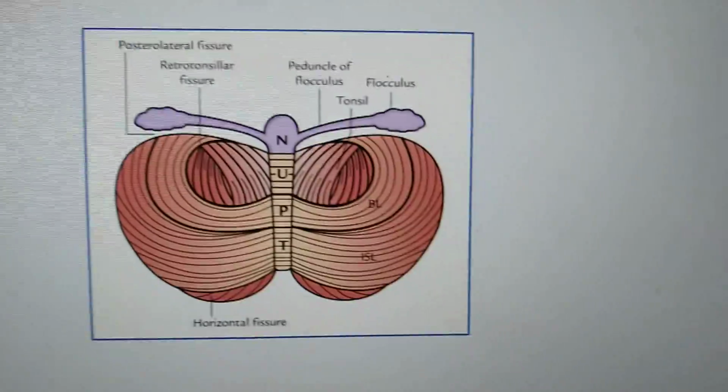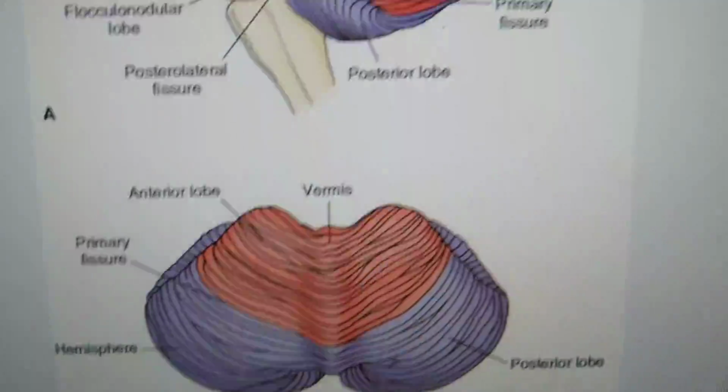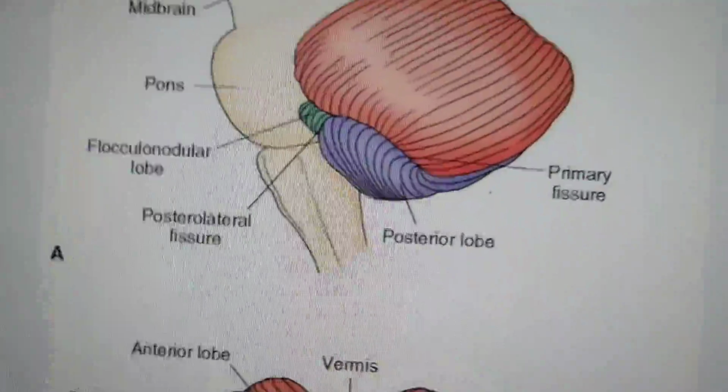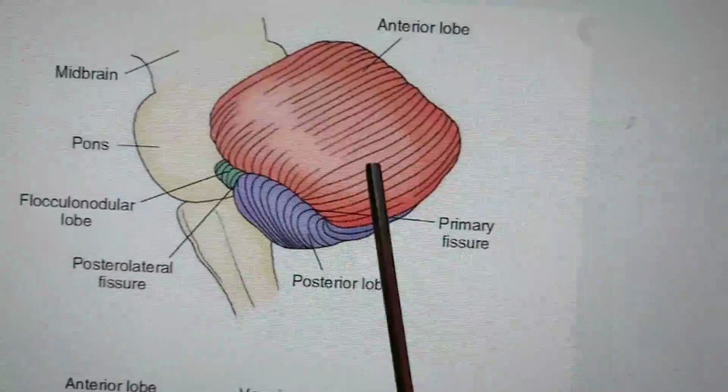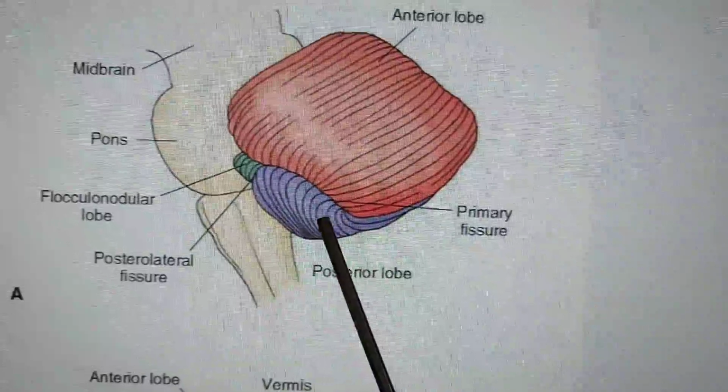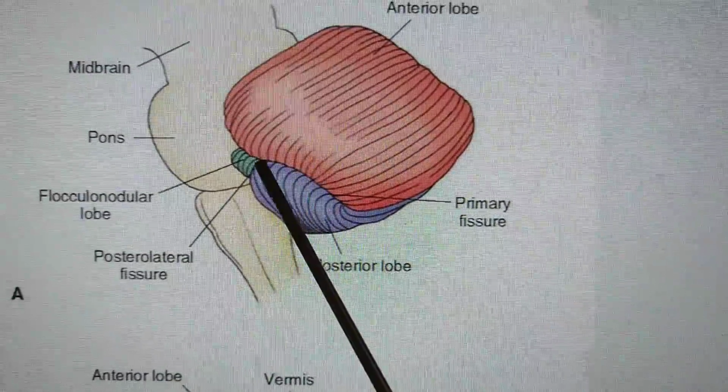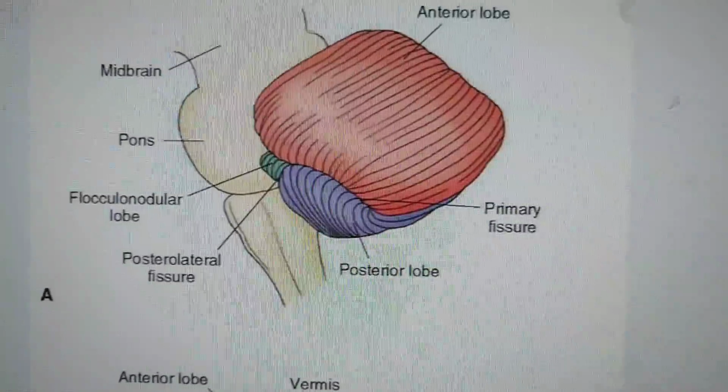Now we will see the, so this is again the picture. Here you can see clearly this is the anterior lobe and this is the posterior or the middle lobe and the flocculonodular lobe.